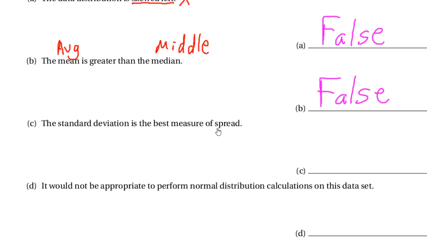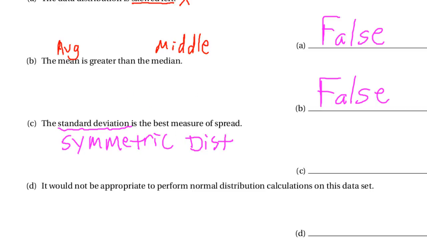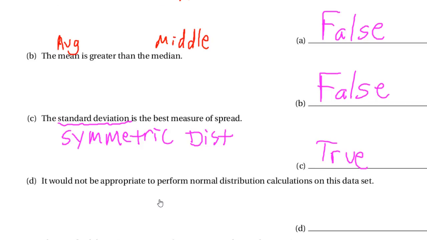The standard deviation is the best measure of spread. Well, I know that standard deviation should be used with symmetric distributions. If I take a look at the type of distribution that we had, it is a symmetric distribution, so I should absolutely say that this is a true statement for part C.